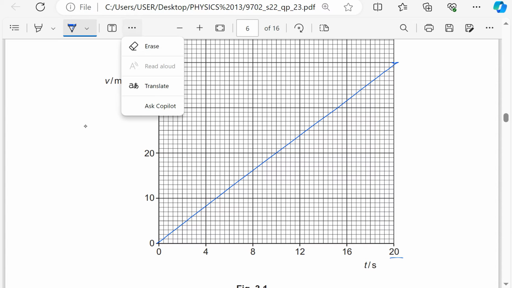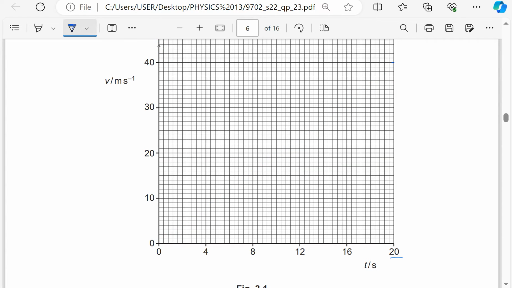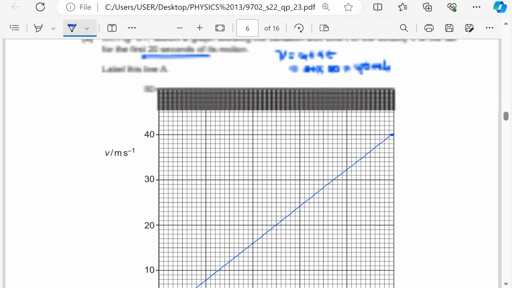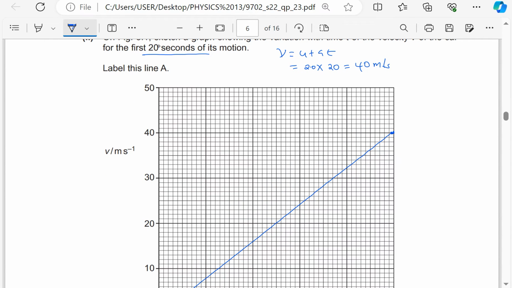This is not very good. Okay, so I'm aiming at this point here and from the origin. So they said label this line A. So this is going to be line A. That is A.